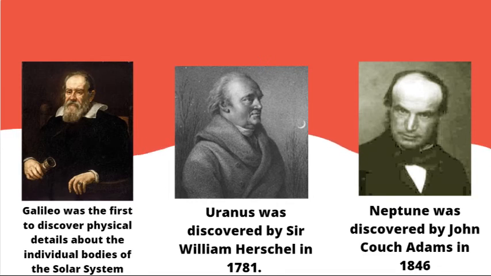Neptune was discovered by John Couch Adams in 1846. Adams was an English astronomer and mathematician who, at the age of 24, was the first person to predict the position of a planetary mass beyond Uranus.